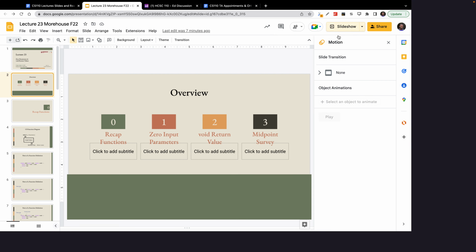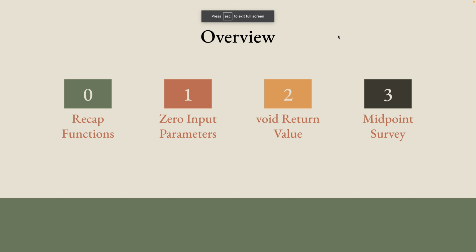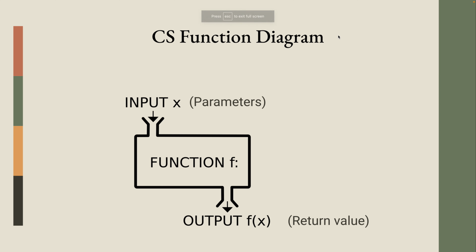Okay, overview for today. Every time we create a function, we're creating a contract. The contract is saying whoever calls our function must put in the correct input, and if they put in the correct input, then we will give them the correct return value or output.